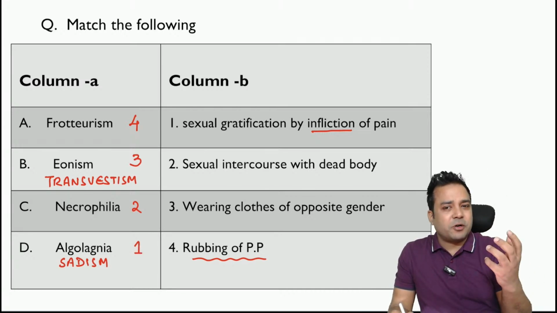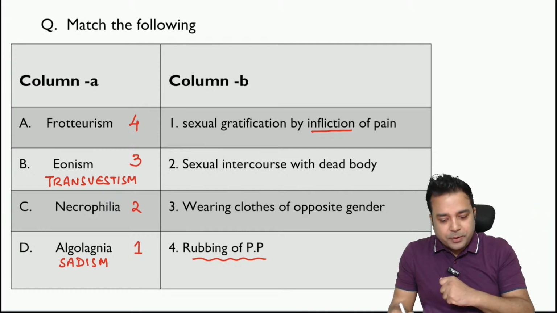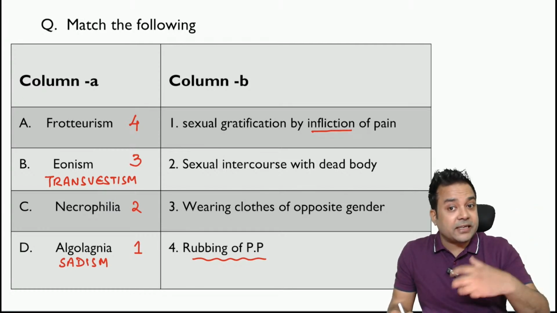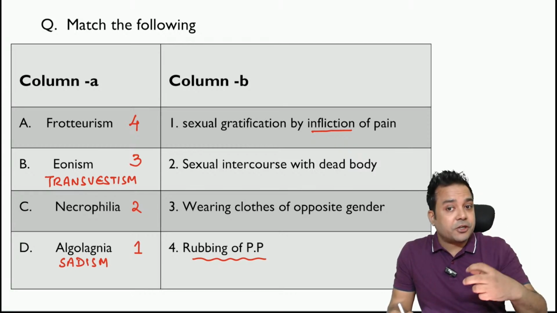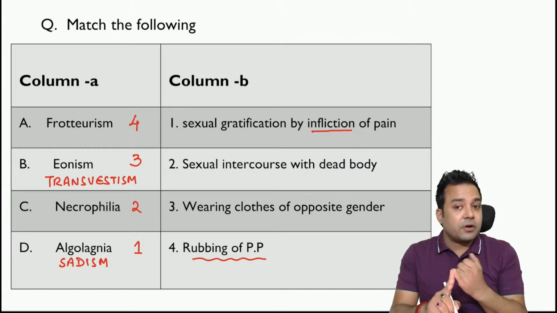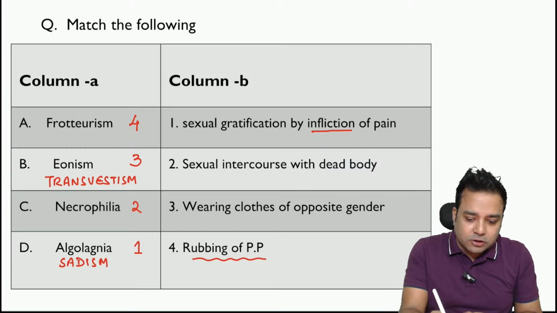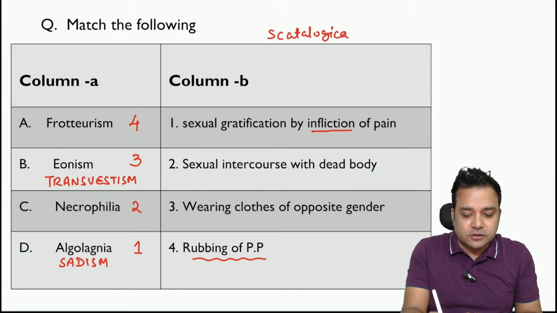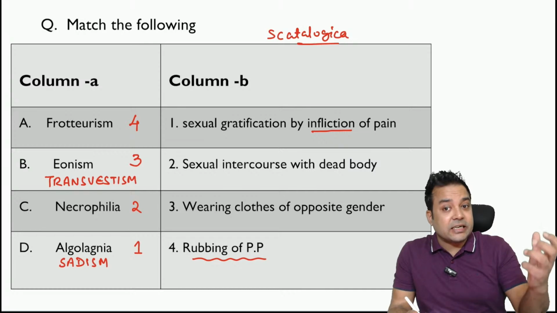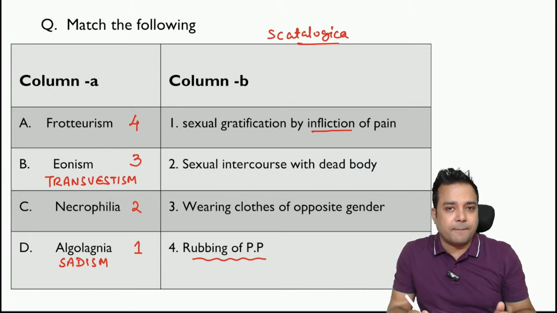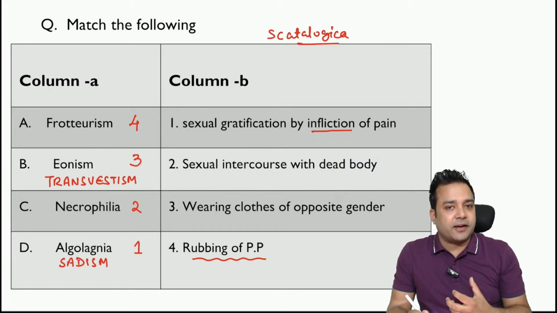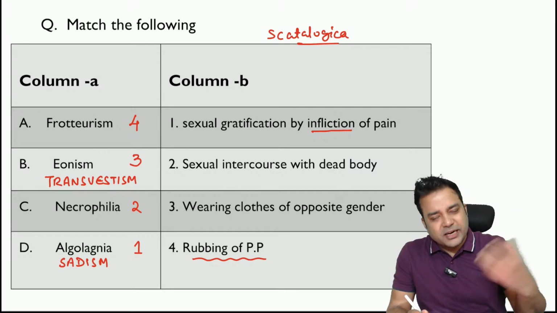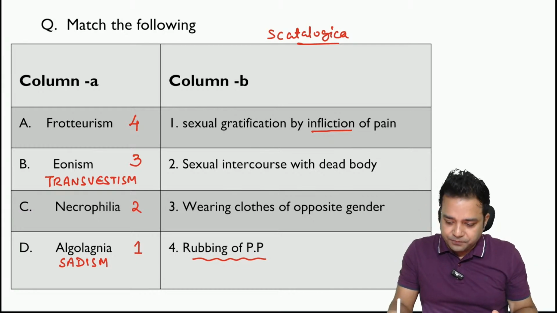Then the other important perversions are exhibitionism, display of private parts in public. Then clismaphilia, gratification obtained by rectal enema. Then you have scatologia. What is scatologia? Gratification obtained by obscene telephone calls. Obscene means dirty. Dirty telephone calls. That is called scatologia. Then fetishism, where objects become objects of sexual desire. So these are the most important perversions and you will be getting questions from this area again.